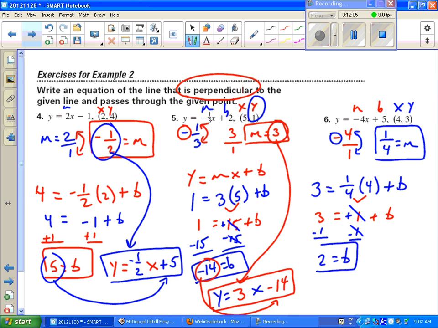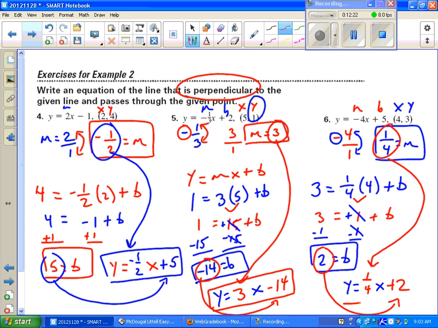So you have a b value to go along with your m value now. Y equals, skip yourself a little space and put an x. Your m value we found, since it was perpendicular and the negative reciprocal, is 1/4. And your b value, or your y-intercept, we just found as a positive, so plus 2. Y equals 1/4 x plus 2.